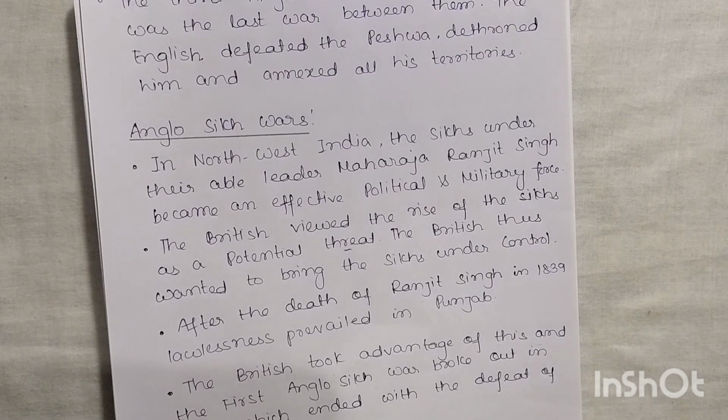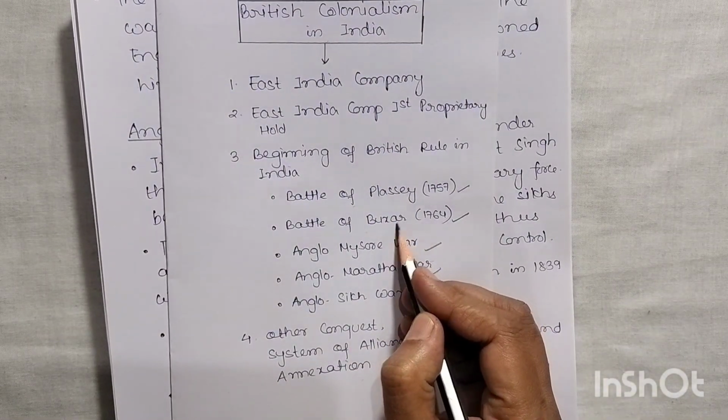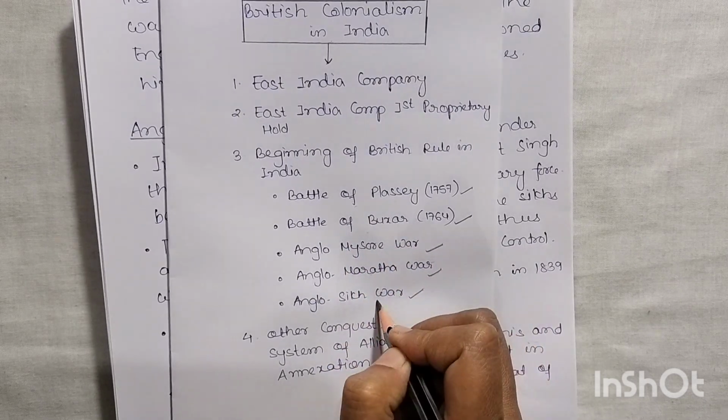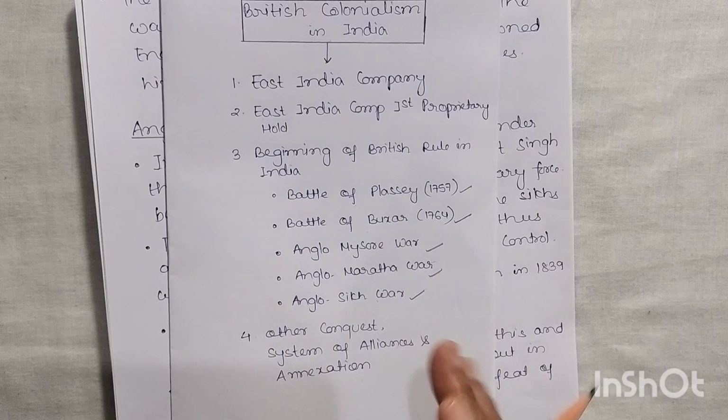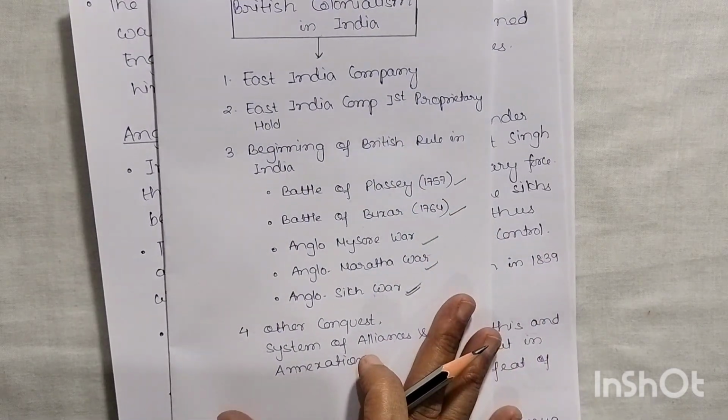Okay, so this is the Battle of Plassey beginning, and then how the Battle of Buxar was held, then the Anglo-Mysore War, Anglo-Maratha War, and Anglo-Sikh War. Okay, here is the beginning of the British rule. Almost till here, what happened? The whole of India was captured by the Britishers.